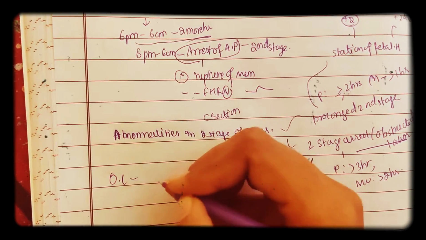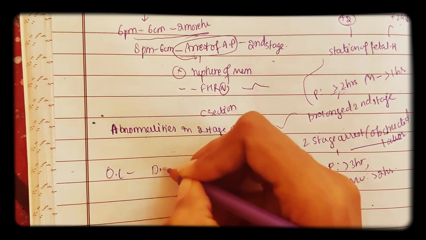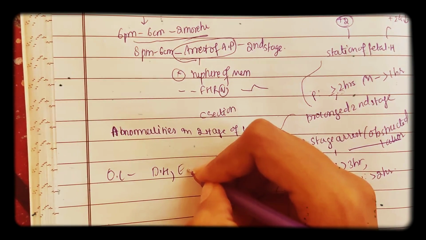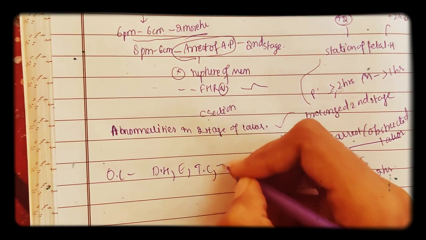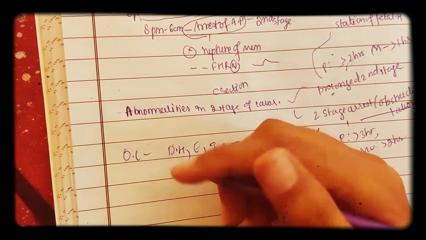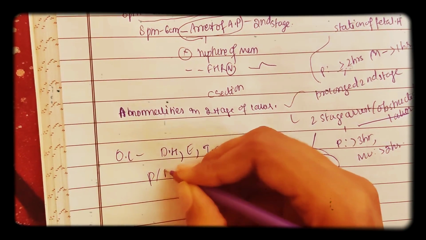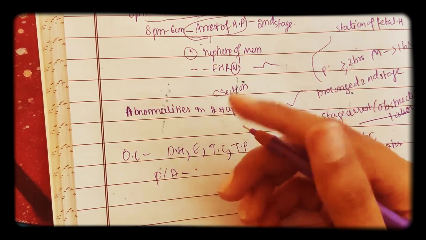Obstructed labor. The general examination which you see in the mother is, mother will get dehydrated. Mother is already exhausted because she has been trying for a long time to deliver the baby but cannot. So she will also have tachycardia, she will also have tachypnea. Now coming to per abdomen examination, you will see that the upper uterine segment is thick and tonically contracted.